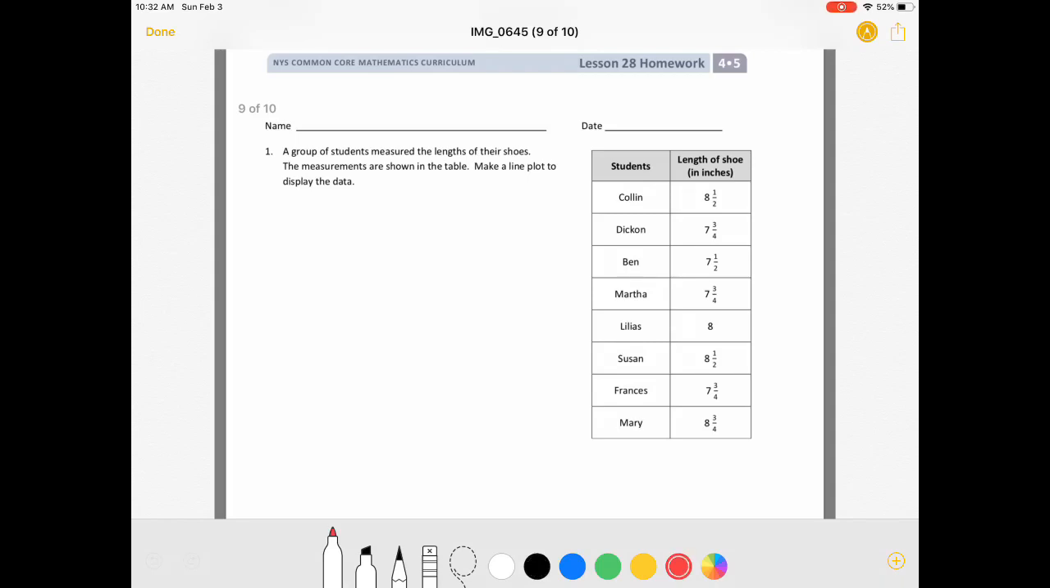Hey guys, I'm going to go over lesson 28's homework. And this one is about line plots, so it's going to take a minute to draw this. So let's read the directions.